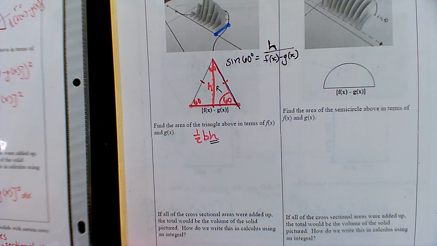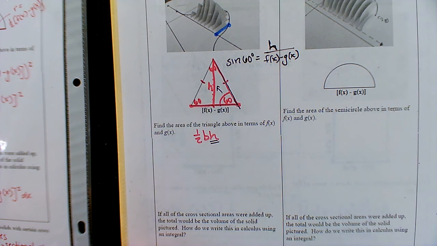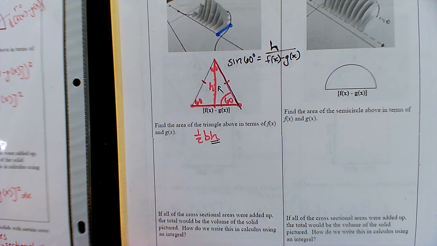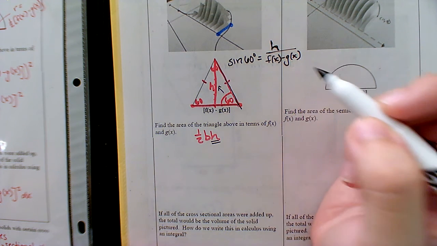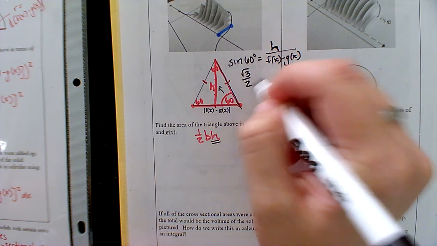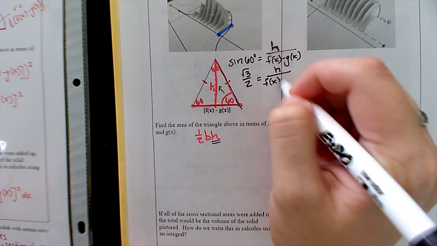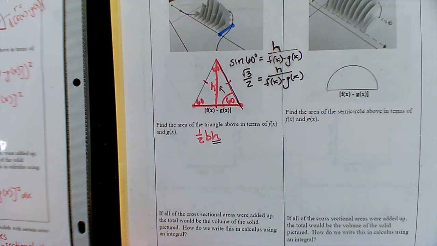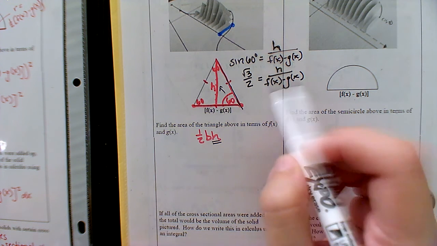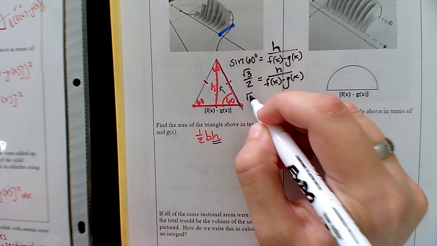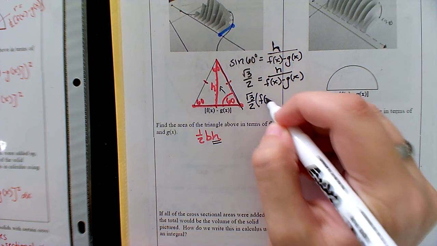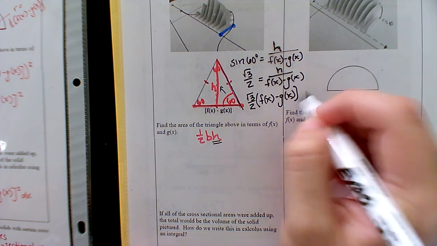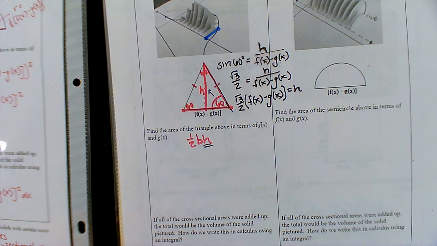Do we know what sine of 60 is? Are we that good with our unit circle yet? Sine of 60 degrees? Good, Eric? Square root of 3 over 2. There you go. Alright, so this is the square root of 3 over 2. And in order to solve for h, let's go ahead and multiply the denominator to the other side. So we would have the square root of 3 over 2 times f of x minus g of x. And that expression is representing the height of any of the equilateral triangles that you cut.